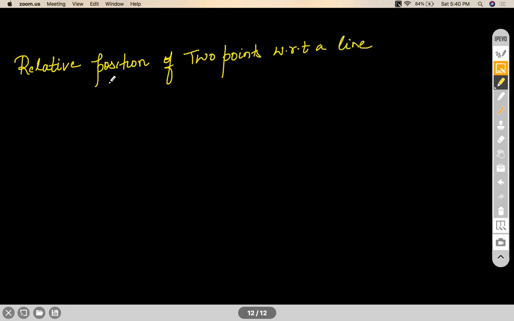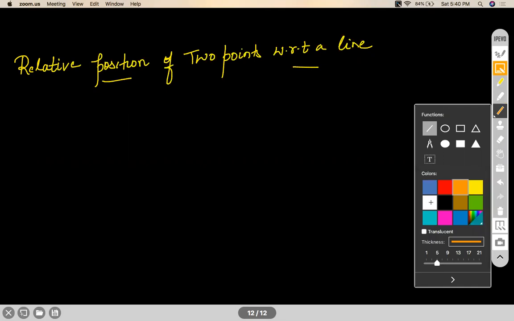Relative position of 2 points with respect to a line. Okay, relative position of 2 points with respect to a given line. Okay, now let me explain what is there in store for you in this particular subtopic.